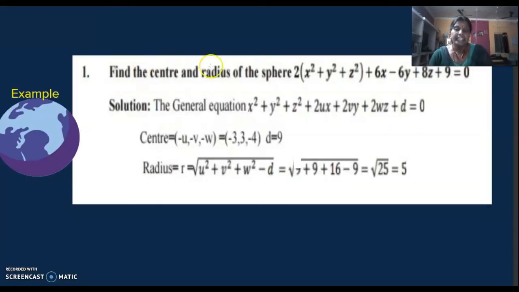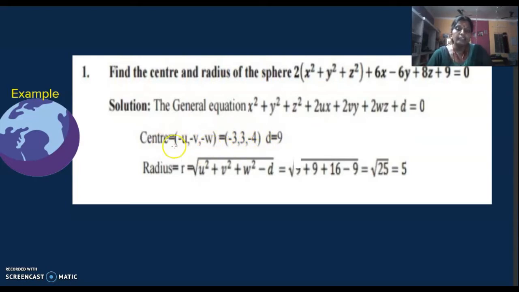The next one, find the center and the radius of the sphere 2(x square plus y square plus z square) plus 6x minus 6y plus 8z plus 9 equal to 0. Okay. We can compare this equation with the general equation of a sphere. See the general equation, here the equation starts with 2 times, so we can divide the equation by 2 and compare the general equation with the given equation. We get the value of u is 3, v is minus 3 and w is 4.